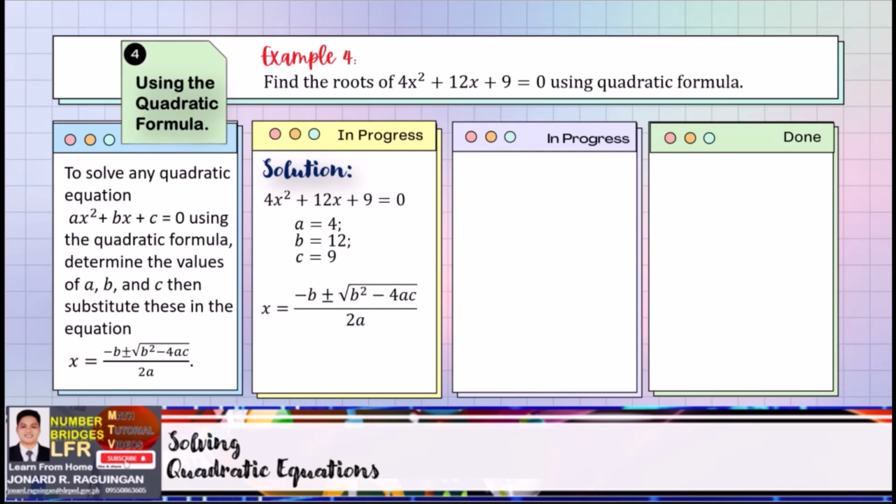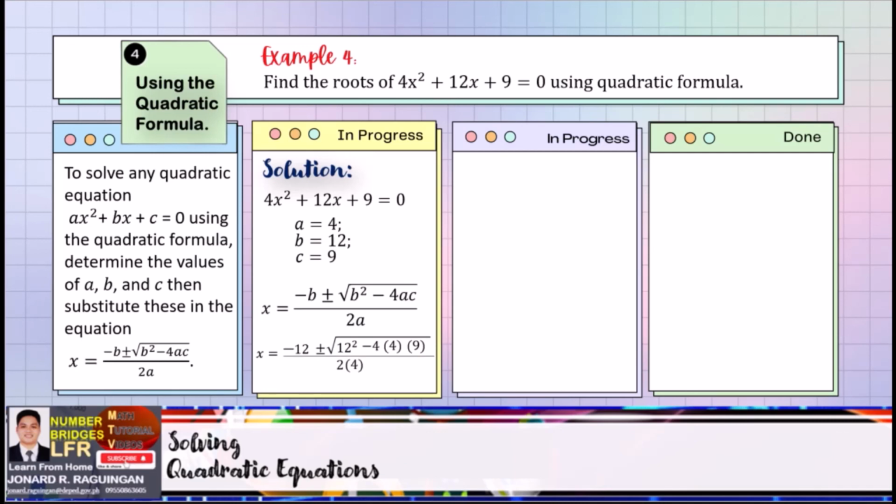Then substitute the values of the variable. The value of b is 12, plus minus the square root of the value of b, which is 12 raised to 2, minus 4 times the value of a, which is 4, times the value of c, which is 9, all over 2 times the value of a, which is 4.